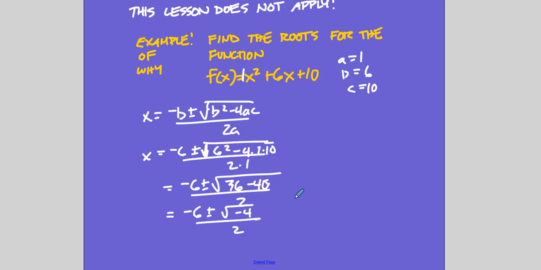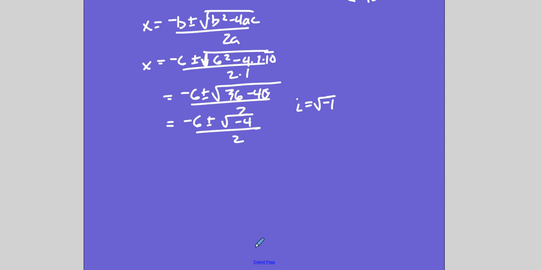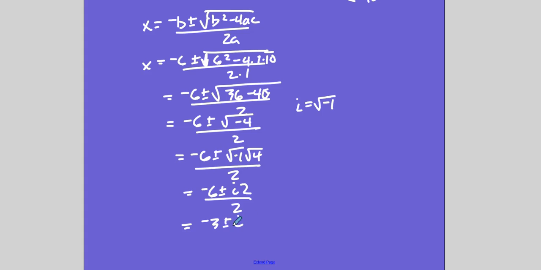So if you've seen this, remember that we define i to be the square root of negative 1. So this is an imaginary number. So this is negative 6 plus or minus the square root of negative 1 times the square root of 4, I can write it like that, over 2. Well, then that's negative 6 plus or minus, replace square root of negative 1 with i, square root of 4 is 2, over 2. So negative 6 plus or minus i times 2 over 2. I can divide 2 into everything here, so that's negative 3 plus or minus i over 1, which is just negative 3 plus or minus i.